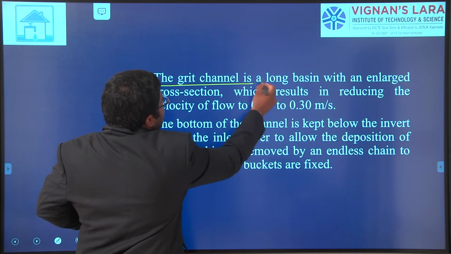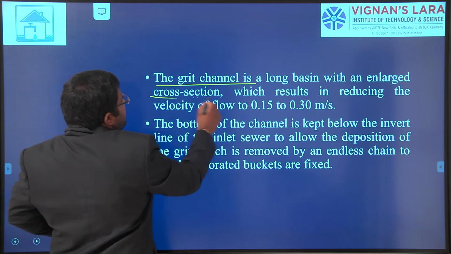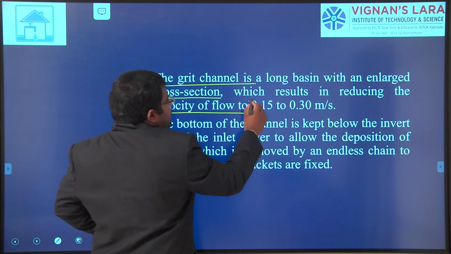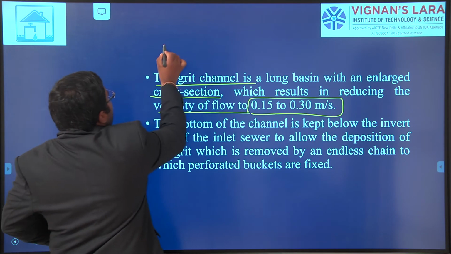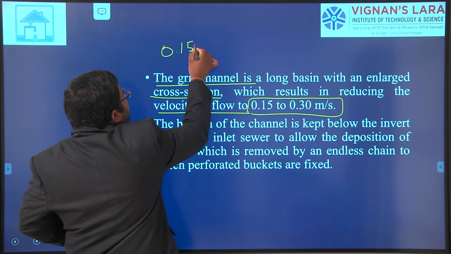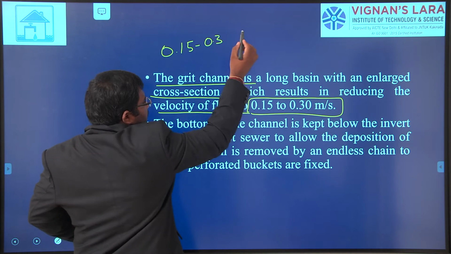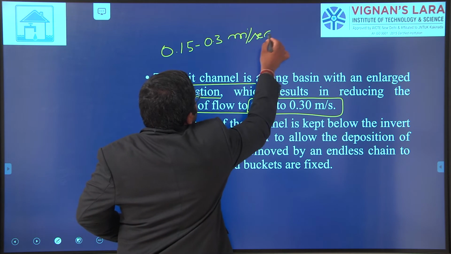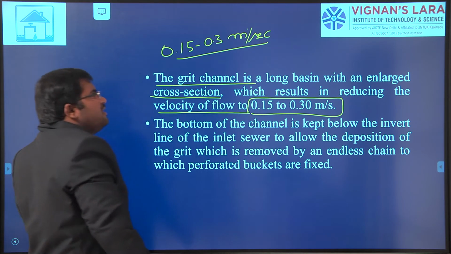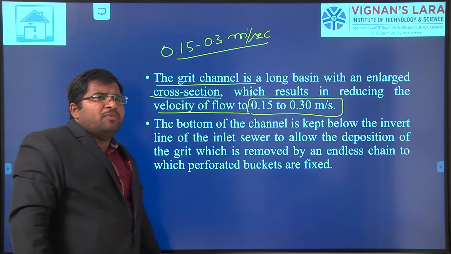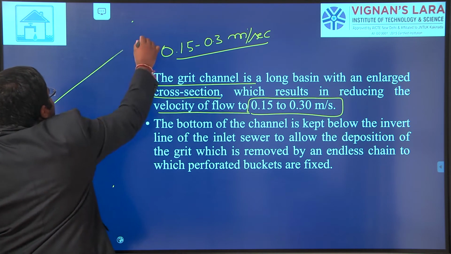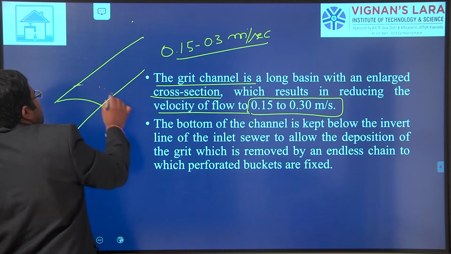The grit channel is a long basin with an enlarged cross section, which reduces the velocity of flow, so that the flow velocity should be 0.15 to 0.3 meter per second. With this small velocity, the particles will get settled in the long basin.